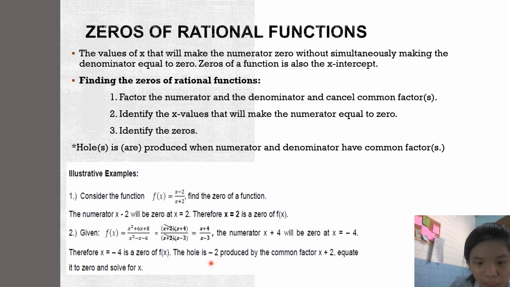And the hole is at negative 2, because of x plus 2, right? When you solve x plus 2 equals 0, you get x equals negative 2. You transpose. So, the hole at negative 2 is produced by the common factor x plus 2. Equate it to 0 and solve for x. Therefore, in number 2, our zero of f of x is negative 4 and our hole is negative 2. Easy. If you have questions, feel free to message me again on my Facebook account.